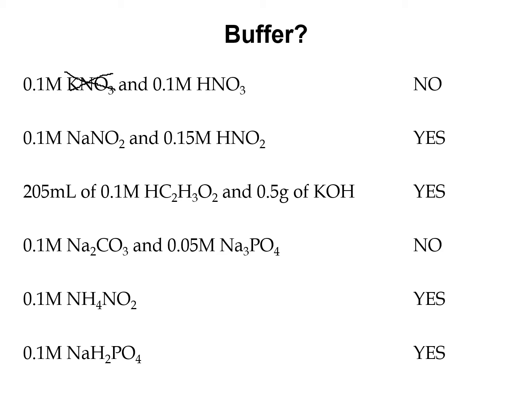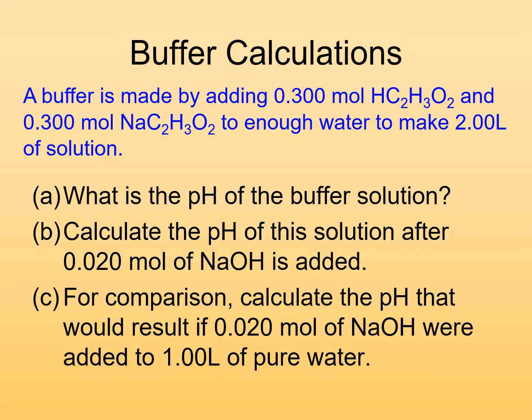So that's what we covered in our last lecture. We're going to look at how to do calculations with buffers this time around. Here's an example, and we're going to go through each part individually to figure out how to solve for different pieces whenever we're talking about buffers. We have a buffer that's made by adding 0.300 moles of acetic acid and 0.300 moles of sodium acetate to enough water to make a 2-liter solution.